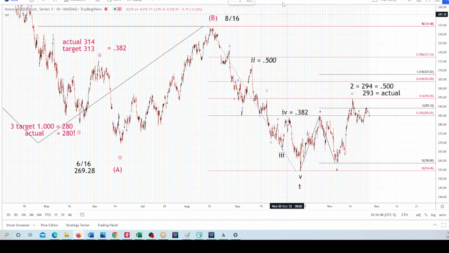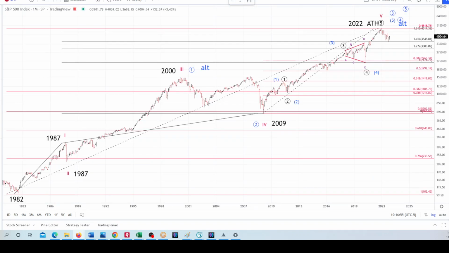I want to give you guys something a little different. We haven't done this in a while, but we're going to look at the longer term chart. We're looking at a monthly log scale of the S&P Cash 500. Okay, follow along in the red Roman numerals. We've got wave 1 up, which was 5 years from 1982 to 87, and then the 87 crash for wave 2. Wave 3 up for a Fibonacci 13 years to the year 2000.